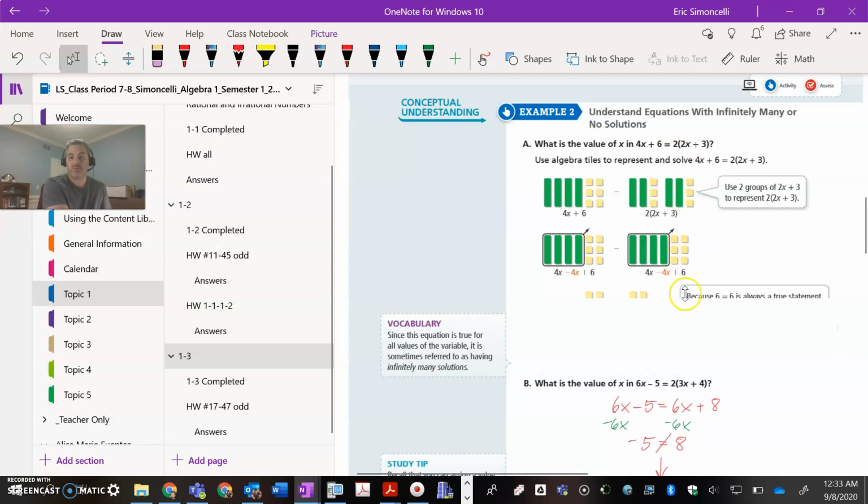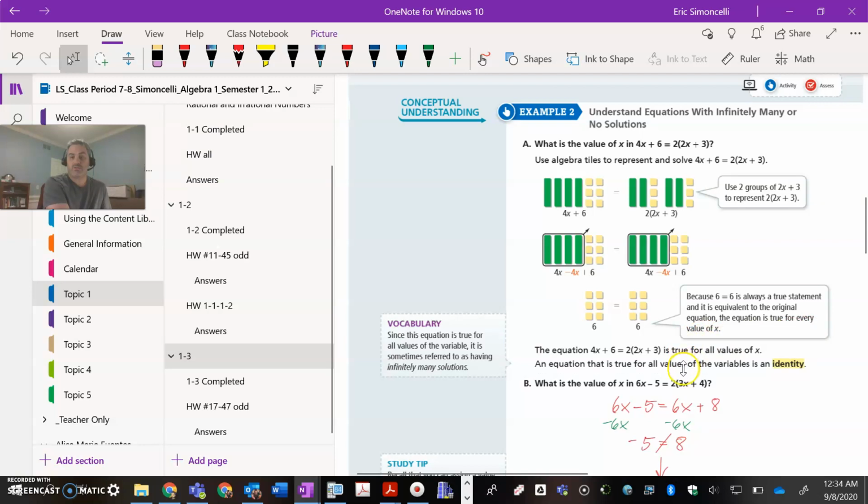Well, what happens here is that when the 4x's are subtracted, all you're left with are the yellow squares. So on the left side you have 6 yellow squares, and on the right side you have 6 yellow squares. And because 6 equals 6, that's always a true statement, it is equivalent to the original equation. The equation is true for every value of x. So our final answer is that this side of the equation equals that side of the equation for all values of x. An equation that is true for all values of the variable is called an identity.